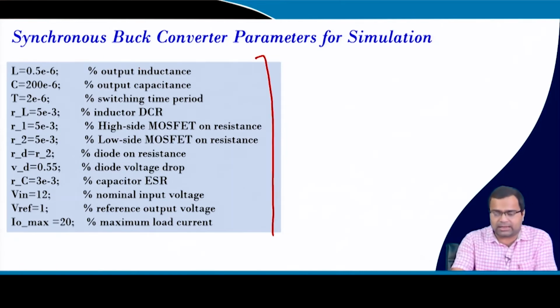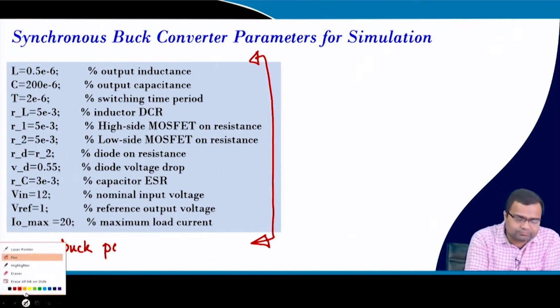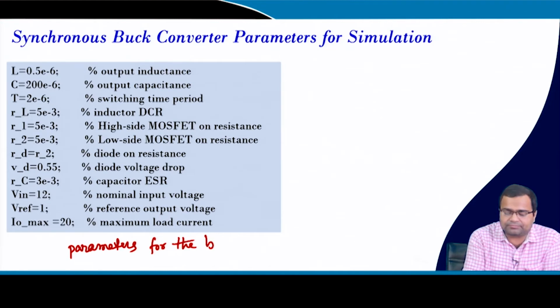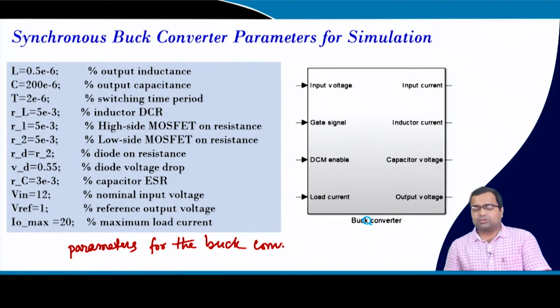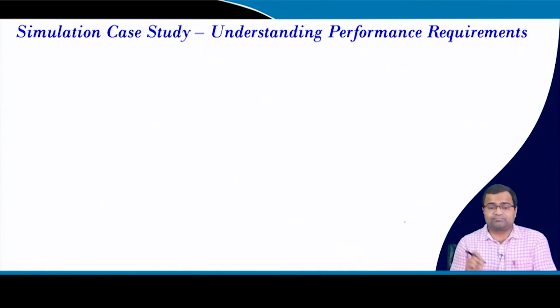So, I have created this parameter for simulation. For the buck converter, it is the same that we have taken earlier. This is what I call the buck converter parameter file, I will show you. It is the parameters for the buck converter. Okay. So, this is a model and all the parameters are defined in a separate .m file.